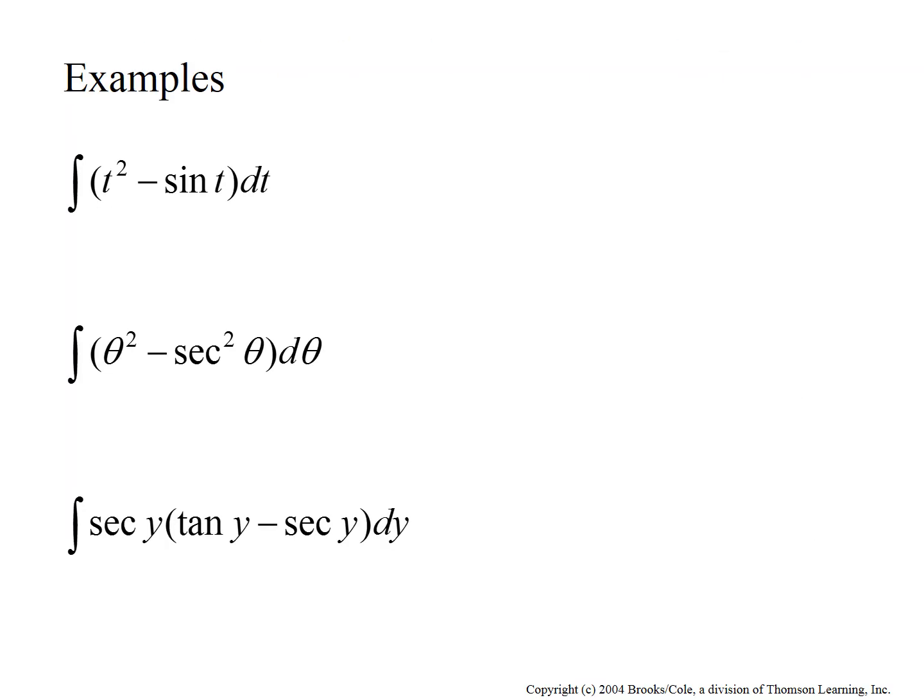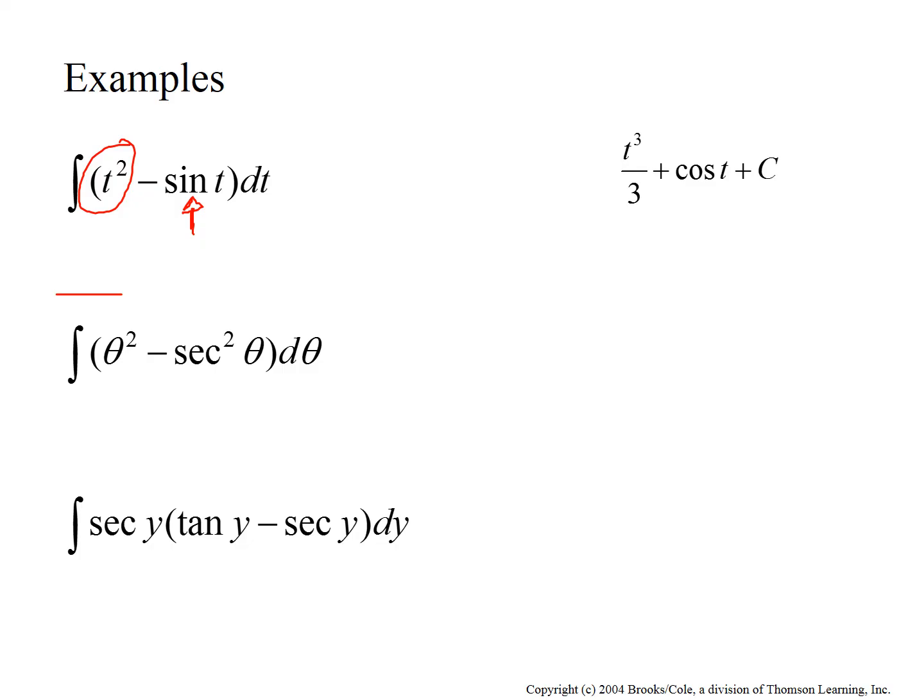Okay, so let's do some examples with that. We're going to do this one just like we've done before. We're going to use power rule, and then we're going to use the rule that we know for sine. Notice that the integral of sine is going to be negative cosine because we're doing the opposite. So the integral of sine is going to be negative cosine. So using the power rule on t squared and knowing that the integral of sine is negative cosine, we get this. Don't forget your C's.